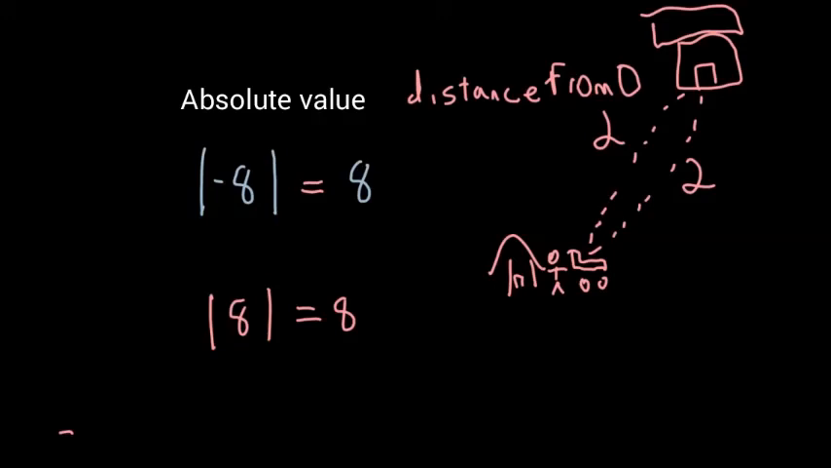You'll also notice that the absolute value of -8 and the absolute value of 8 both have the same answer. They're both 8 because they're both 8 units from 0. So an absolute value answer could come from two different problems. It could be the absolute value of 8 or the absolute value of -8. Both of those are going to give you an answer of 8.